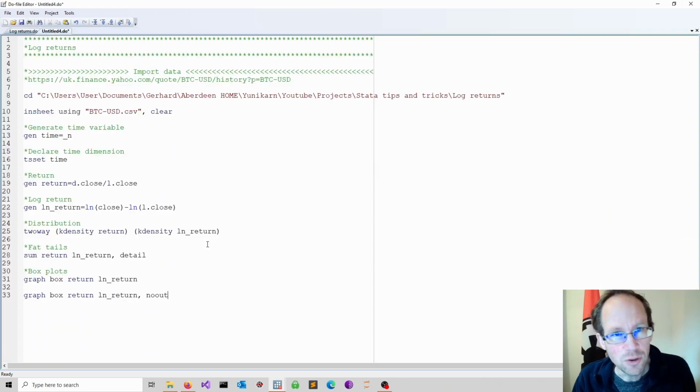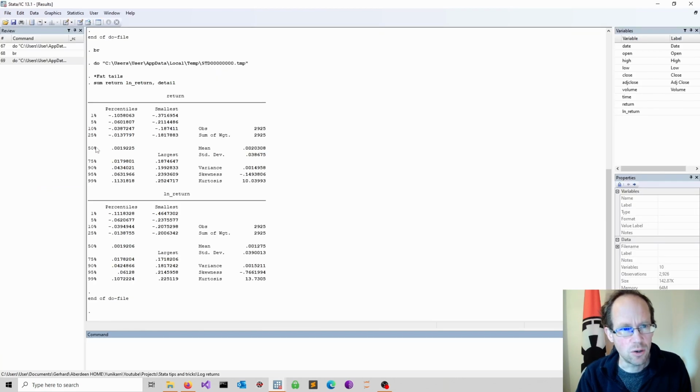So finally, I want to look at fat tails, so the kurtosis of the two returns. So I use the summarize command and I use the detail option. And as you can see, when you look at the median, it looks very, very similar. However, once you go to the extremes, the differences become quite apparent.